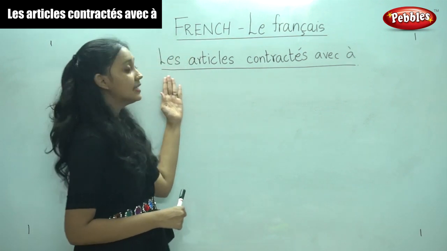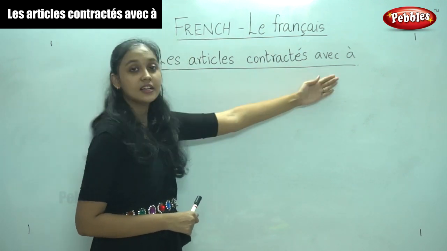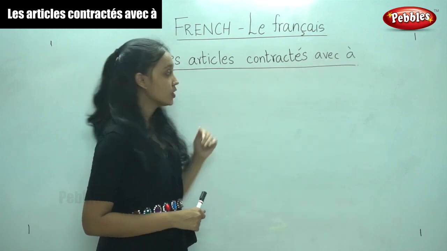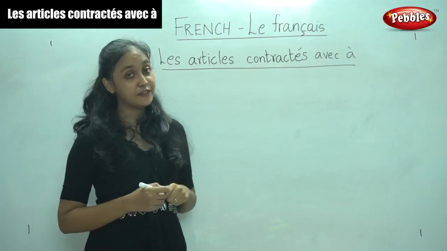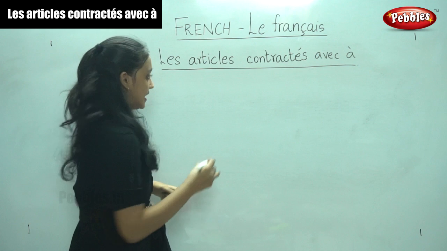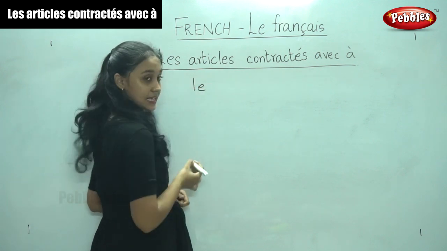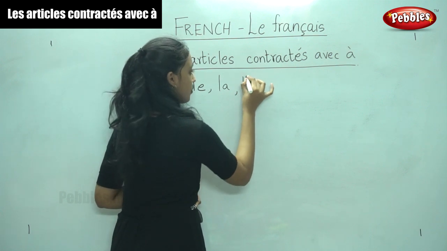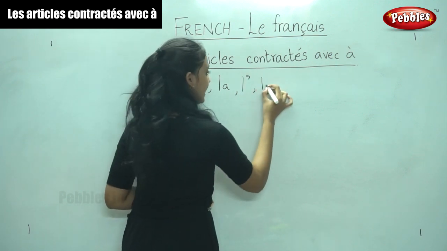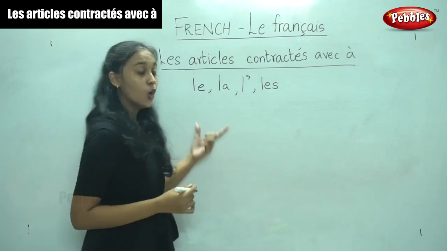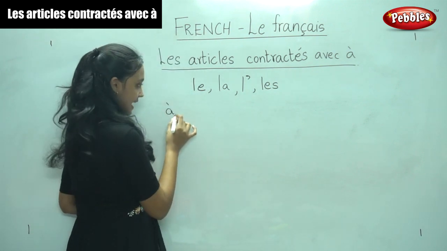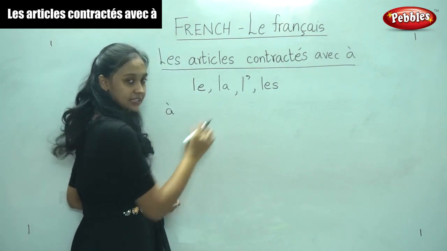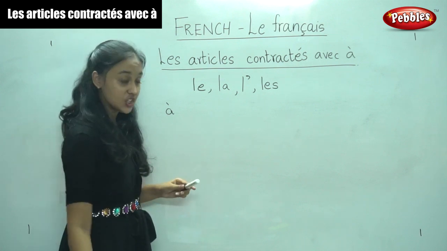Now we are going to learn les articles contractés avec à. So, do you remember the definite articles that we learnt? Yes, they were le, la, l apostrophe and les. Now, when à is added to one of these definite articles, shall we see how it is changing?